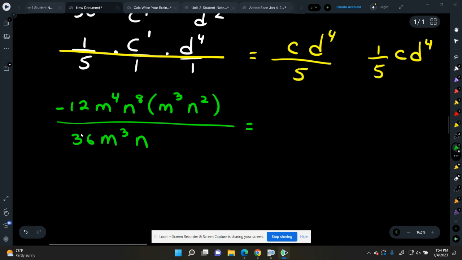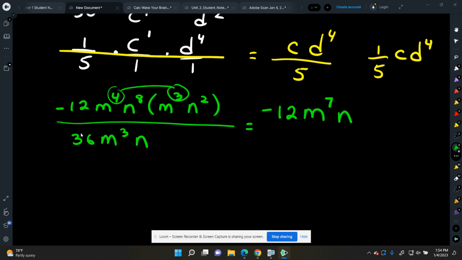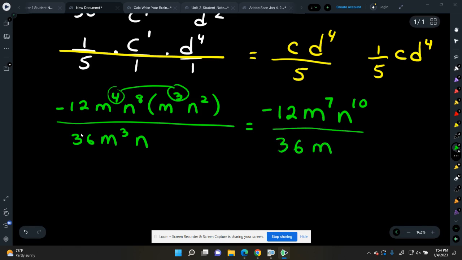Okay, so we're going to clean up what's on top first, right? Yeah, clean up what's up top first. Negative 12 m. We're going to add the 4 and the 3, so m to the 7th times n. We're going to add the 8 and the 2, so to the 10th, over 36 m to the third n.